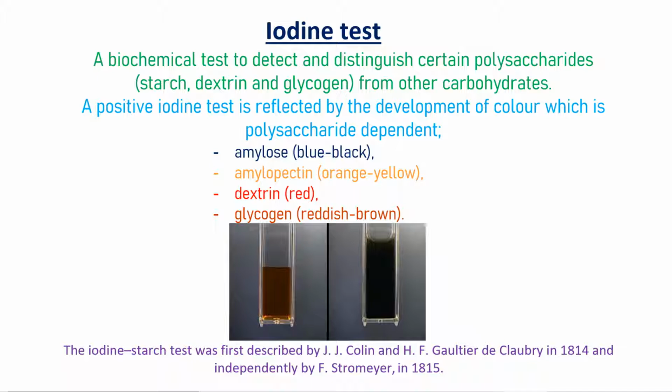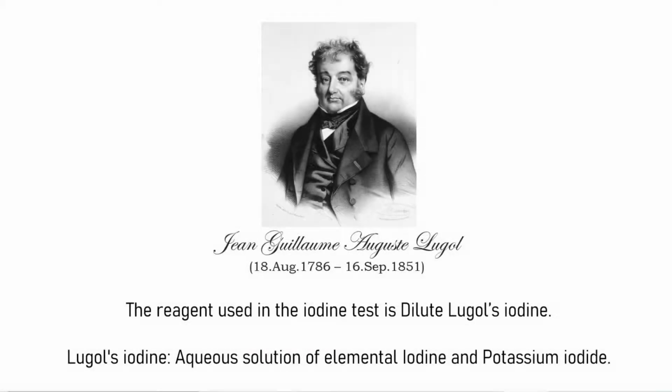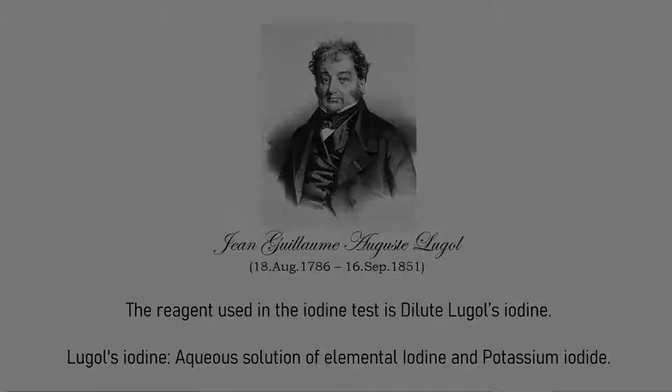The iodine starch test was first described by J. Collin and H. F. Gautier de Claubry in 1814 and independently by F. Stromeyer in 1815. The reagent used in the iodine test is a very diluted form of Lugol's iodine, also known as aqueous iodine. Lugol's iodine was first made in 1829 by the French physician Jean Lugol. It is an aqueous solution of elemental iodine and potassium iodide.